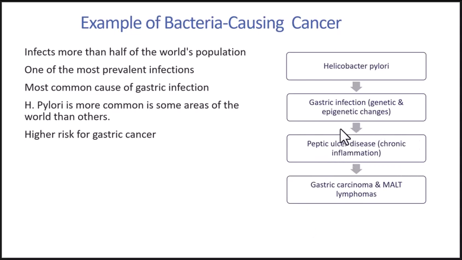If this inflammation and these ulcers are present, either intermittently over time or for a long time, it can predispose you to changes occurring within that gastric tissue that can lead to either gastric carcinoma or MALT lymphomas. MALT is a tissue that's found all throughout the digestive tract, and it serves an immune function. It stands for mucosa-associated lymphoid tissue, and it can become cancerous.